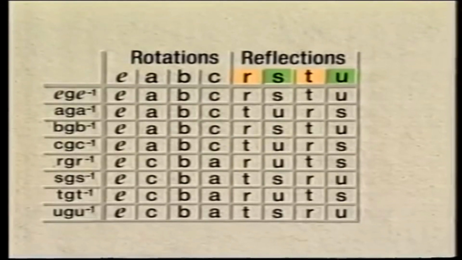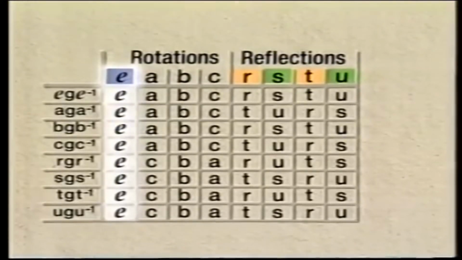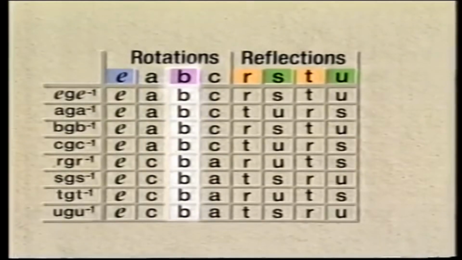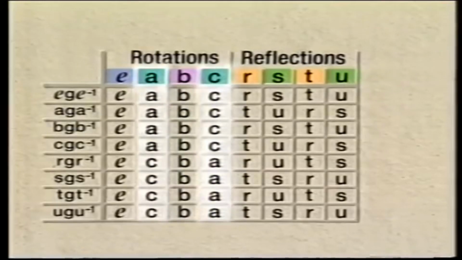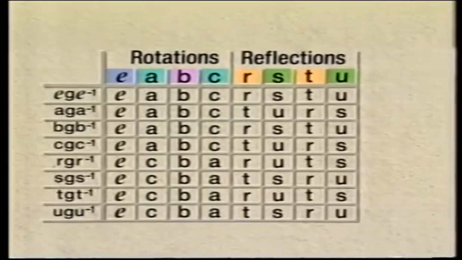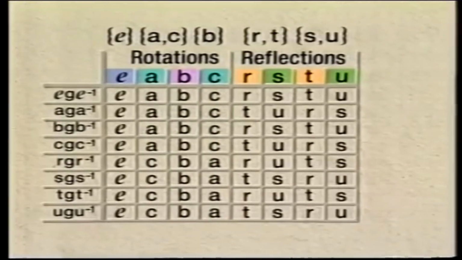And the rotations subdivide into 3 conjugacy classes. The identity is conjugate only to itself, so E is in a class of its own. And so is B, as it happens. But A and C turn out to be conjugates. So the group is partitioned into these 5 conjugacy classes.